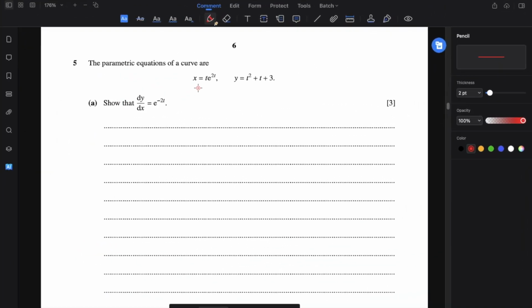Parametric equations of a curve are x is equal to t e to the power 2t and y is equal to t square plus t plus 3. Part A is we have to show that dy by dx is equal to e to the power minus 2t.